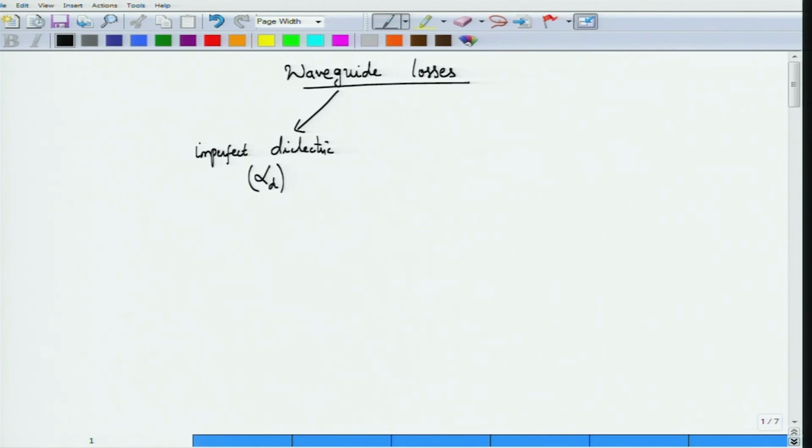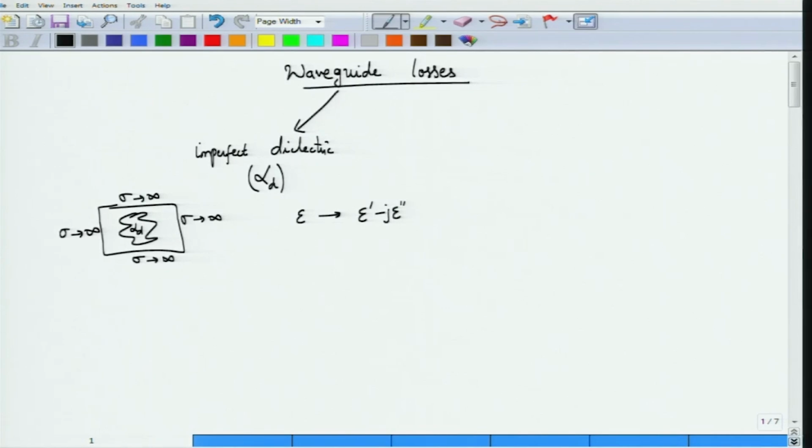These dielectric losses are quite easy to model because all that would mean is that the waveguide wall is still assumed to be a perfect conductor, all these sigmas going towards infinity. So there is no change in the boundary conditions at the wall. However, the dielectric is not perfect, but that is all right. All that we have to do is change epsilon to epsilon prime minus j epsilon double prime. Remember, this epsilon prime and epsilon double prime model the loss tangent. One of them gives you the conduction current and the other gives you the dielectric current. The ratio of these two we called the loss tangent.